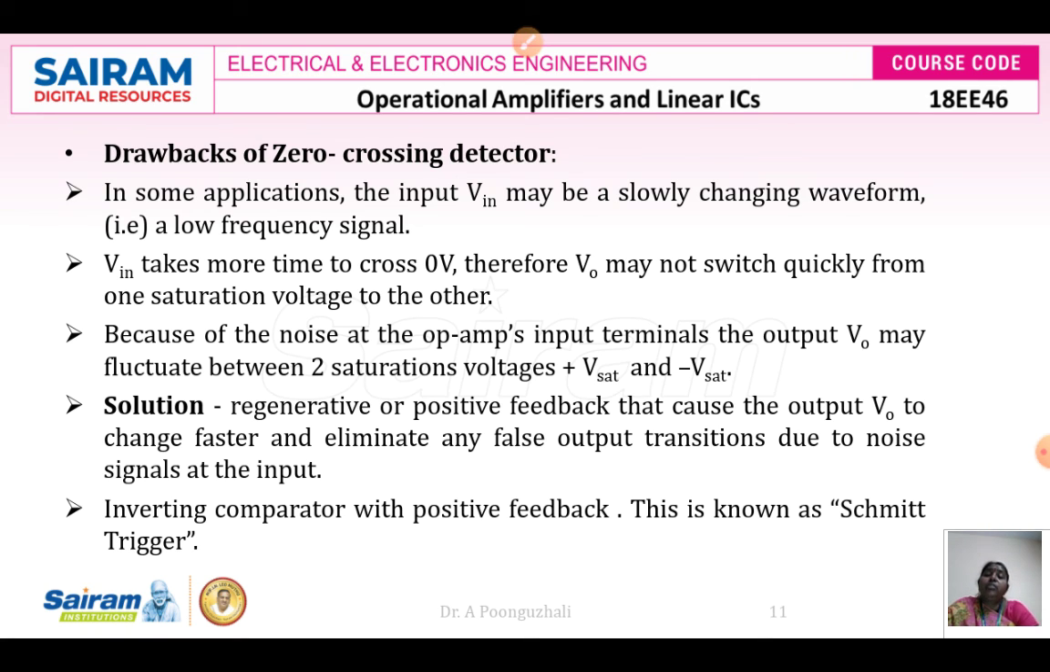Suppose there is noise present at the input terminals of your operational amplifier, then the output V0 is going to fluctuate between plus V sat and minus V sat. So to avoid that, to make a zero crossing detector stable, we can go for a regenerative or positive feedback. When I give a positive feedback or regenerative feedback, the output is going to switch fast from one level to another level. And if there is any noise transition present at the input of your operational amplifier, that noise transition can be removed and my output will switch fast.